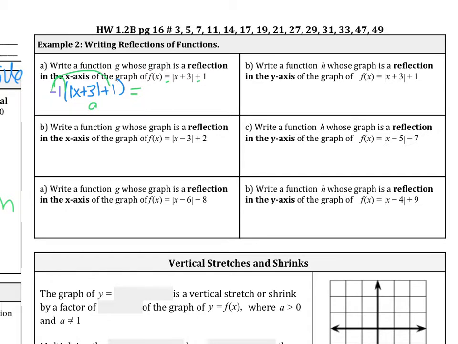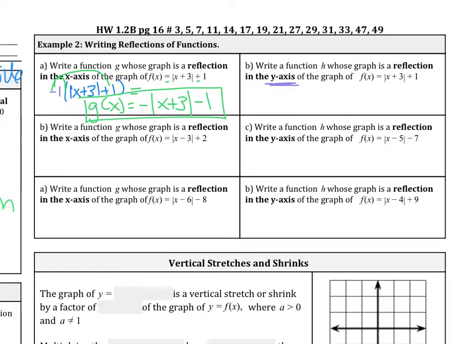So now your new g of x will actually be negative absolute value of x plus 3, and instead of a positive 1, that changes to a negative 1. So letter B, write a function h whose graph is now a reflection in the y-axis.